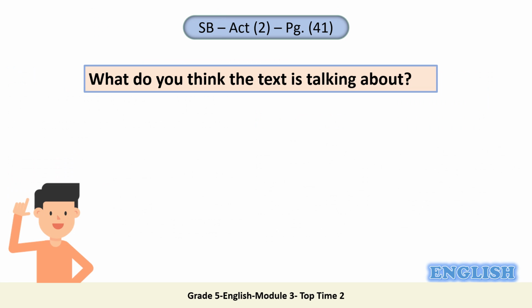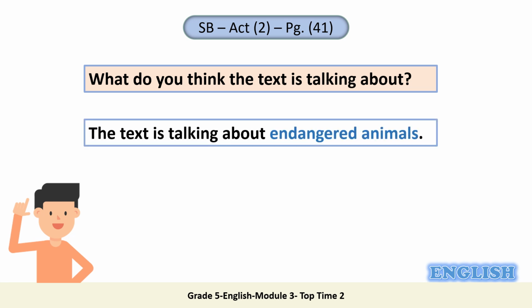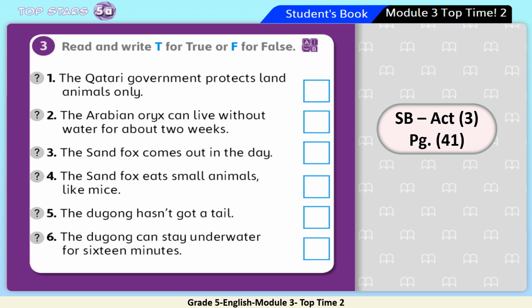What do you think the text is talking about? Great job! The text is talking about endangered animals. Now let's find more details about the text we have read. So open your student book page 41, activity 3. Read and write T for true and F for false.